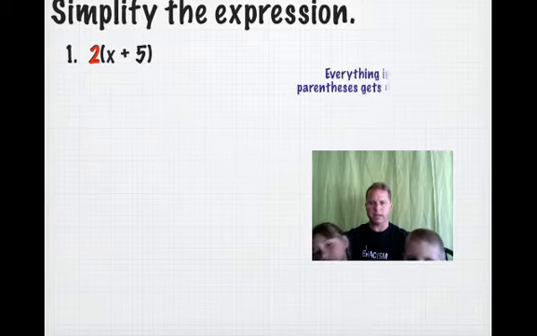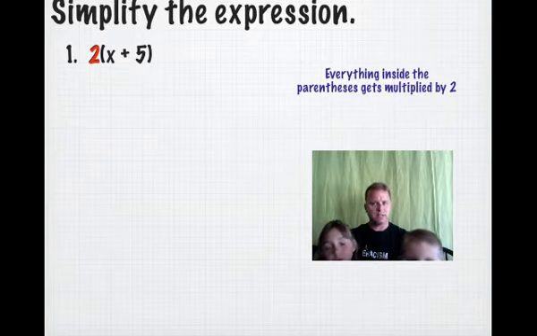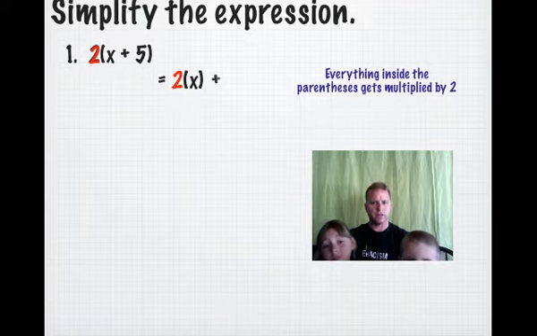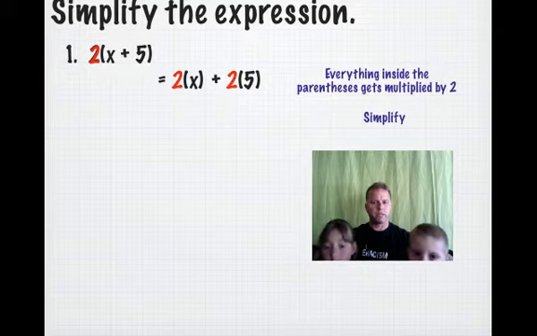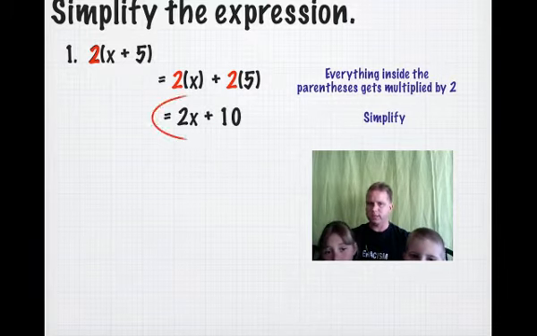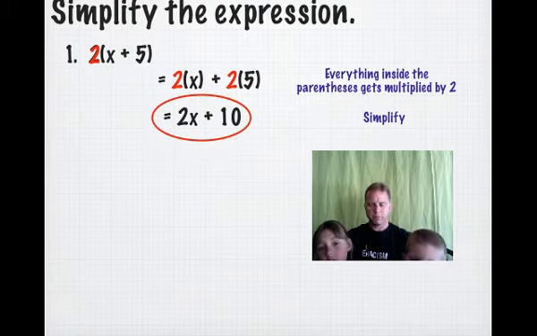So we have 2 times X. Everything inside is going to get multiplied by 2. So 2 times X, and then we have 2 times 5, like you said. 2 times 5 is 10. So then we're going to simplify it. 2 times X is just 2x, and 2 times 5 is 10. So this is 2x plus 10, exactly.